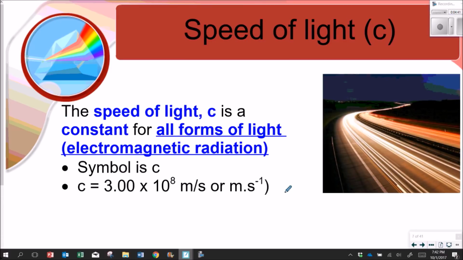The speed of light, c, is a constant for all forms of light or electromagnetic radiation. The symbol is c, and it is 3.00 times 10 to the 8 meters per second. This will be given to you on your formula chart, so you do not have to memorize it.